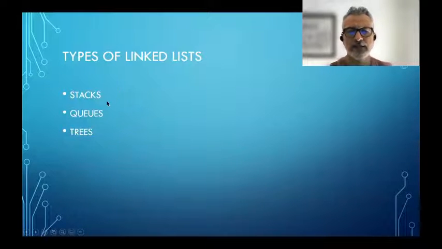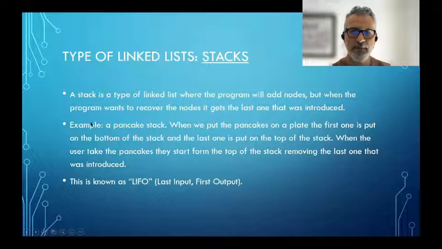Types of linked list. We can create stacks, queues, and trees. Let's see them. A stack. A stack is a type of linked list where the program will add nodes, but when the program wants to recover the nodes, it gets the last one that was introduced.